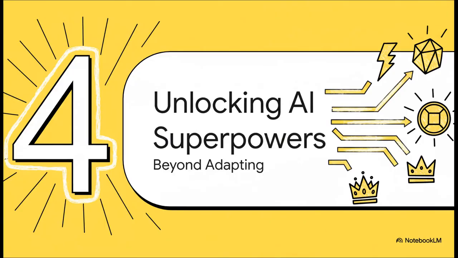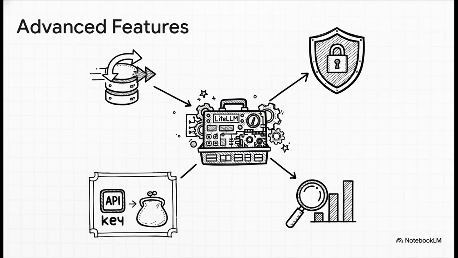But wait, there's more. LiteLLM isn't just a universal adapter. Once you have all your AI traffic flowing through this one central point, well, you unlock some serious superpowers. Because all your traffic is going through the proxy, you suddenly get this whole suite of production-ready tools. You can automatically cache common requests, which saves a ton of money and makes your app way faster. You can set hard budgets and rate limits for each user to make sure costs don't spiral out of control. And you get one single unified place to see logs and track spending across all your different model providers.